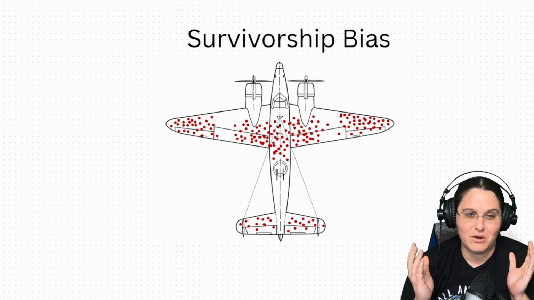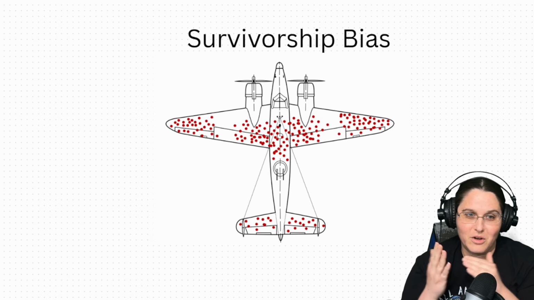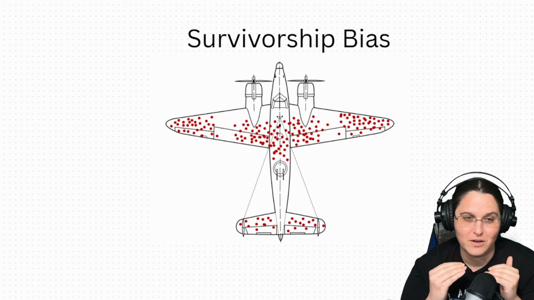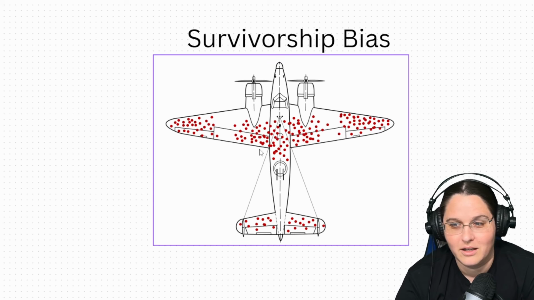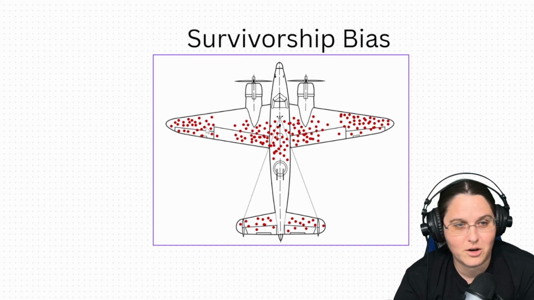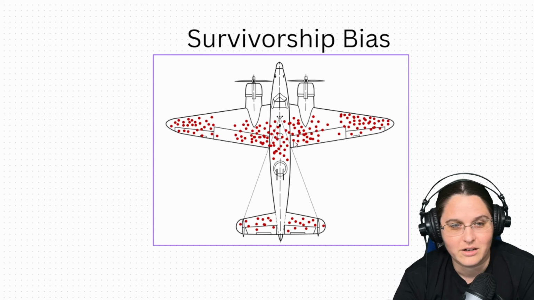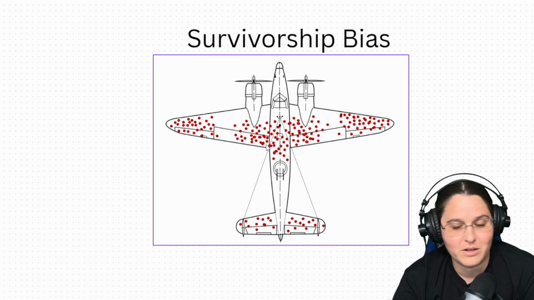I think everybody who knows about survivorship bias knows this example. This is a plane returning from a dogfight in World War II. And it happens to have holes here and here and here and here. And so somebody back at the airfield is like, oh, we put extra armor plating here and here and here and here, because that's where they get shot up all the time.